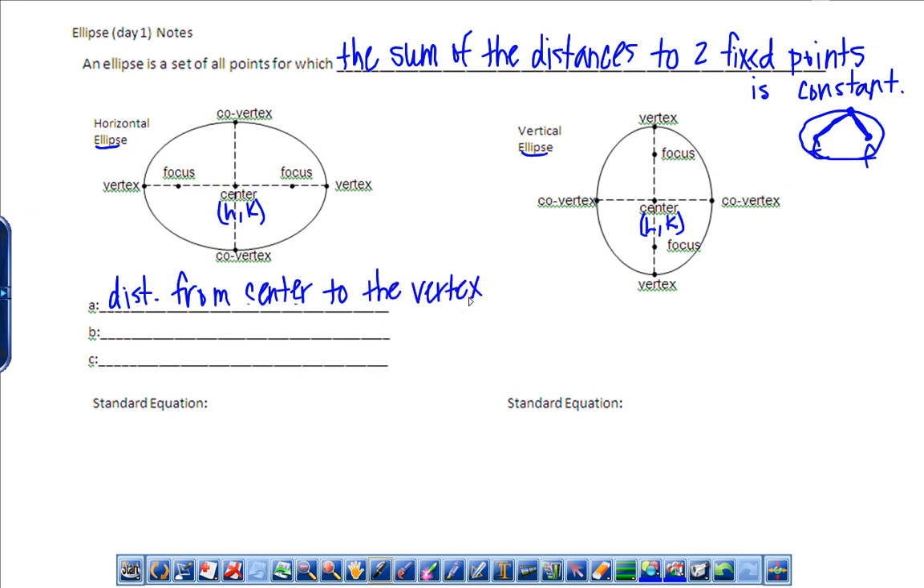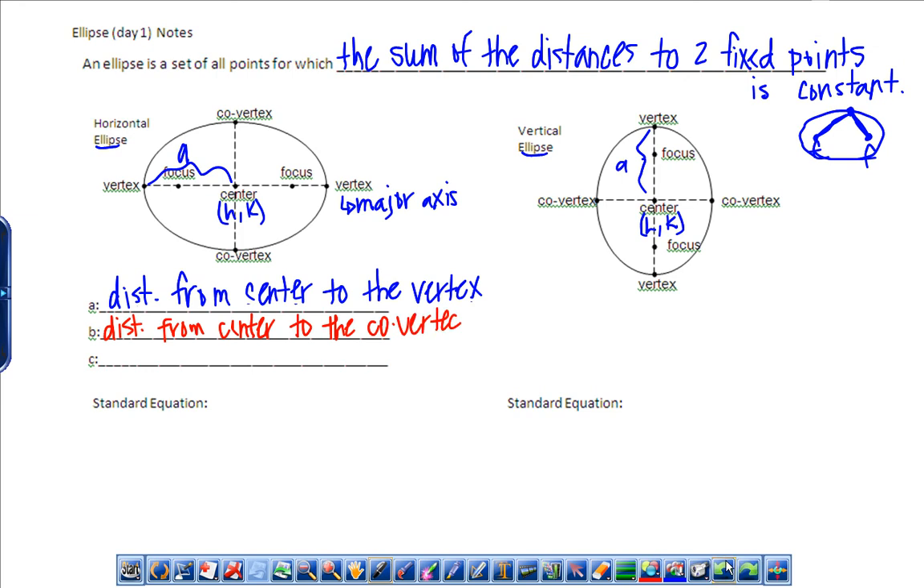So labeling on both of these, I'm going to say this is my A. And over here, I'm going to do the same thing. That was really bad. This is your A. I'm also going to say that my vertex can also be called my major axes. Your B is going to be your distance from your center. These all go from your center to the co-vertex.